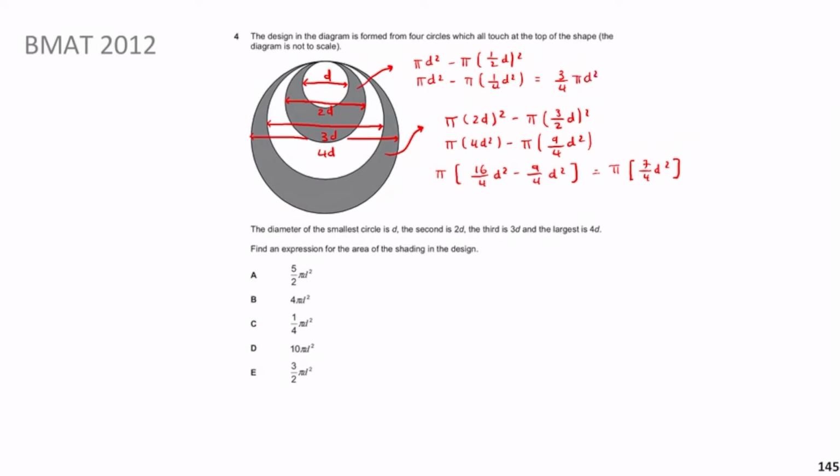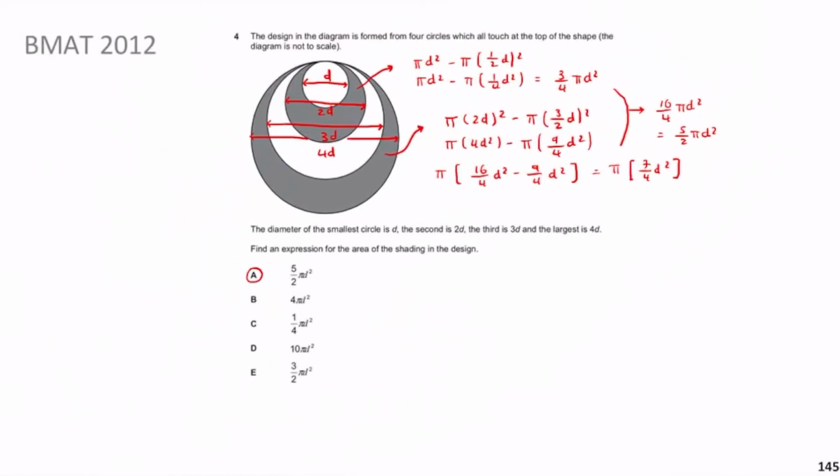Now you just need to add this to this. If you do that, you'll get 10 over 4, so 10 over 4 pi D squared, which is equivalent to 5 over 2 pi D squared. So that, therefore, guys, would give you A as the answer. Again, as with the other questions, I really hope this question has made a lot of sense. And as always, really look forward to seeing you in the next video.